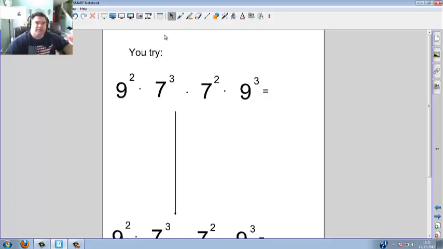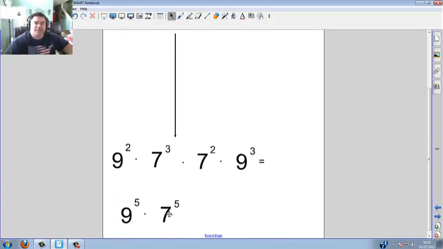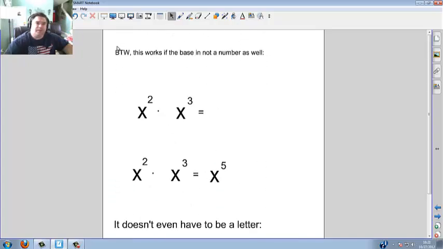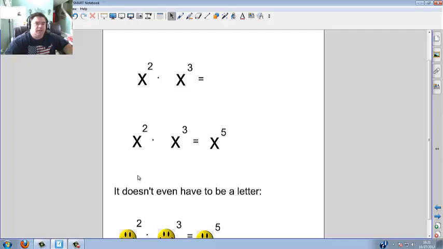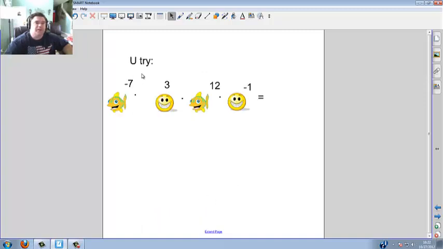You try. Go ahead. Let's see how you did. Hopefully you combine the 9's, you combine the 7's to get 9 to the 5th times 7 to the 5th. And by the way, this works if the base is not a number as well. In other words, if you have x squared times x cubed, okay, you have 2 x's and 3 more x's, so you have 5 x's total. It doesn't even have to be a letter. 2 smiley faces times 3 smiley faces is going to be 5 smiley faces. Smiley face to the 5th power. You try.